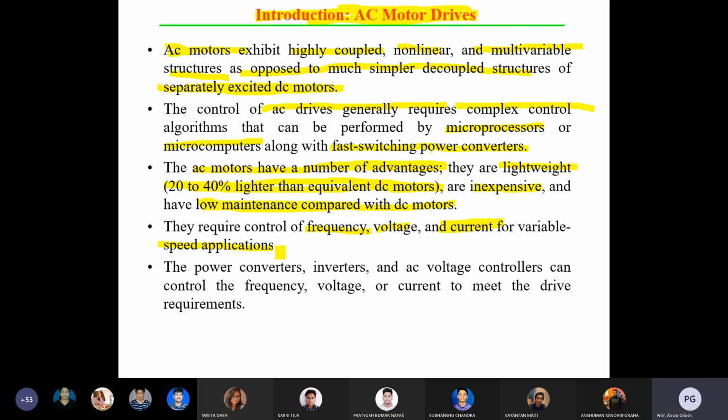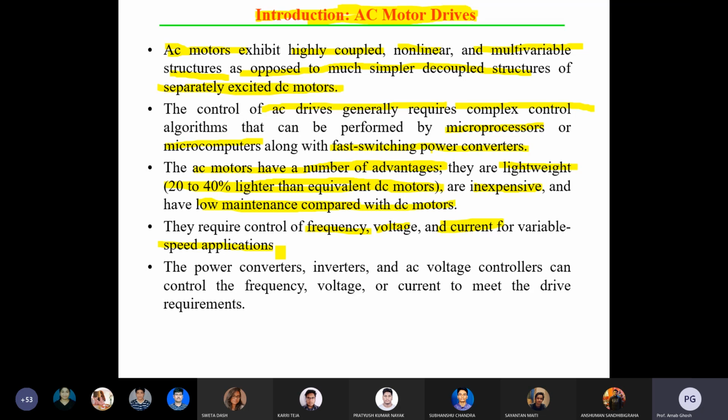But here you have another option also: you can control the frequency. Similar types of things are there, so constant torque operation and constant power operation. In constant torque operation, if you see the V/F characteristics, the V by F waveform.